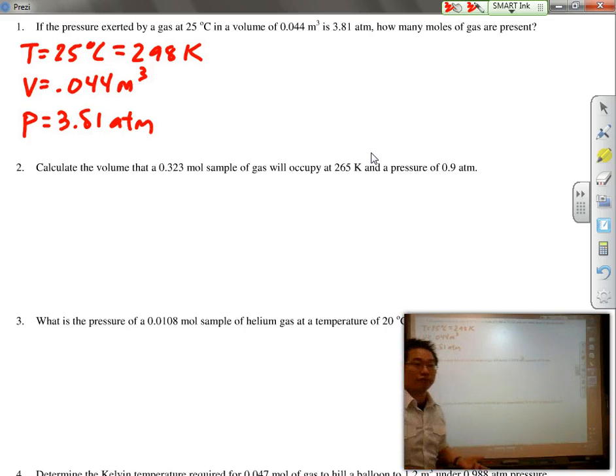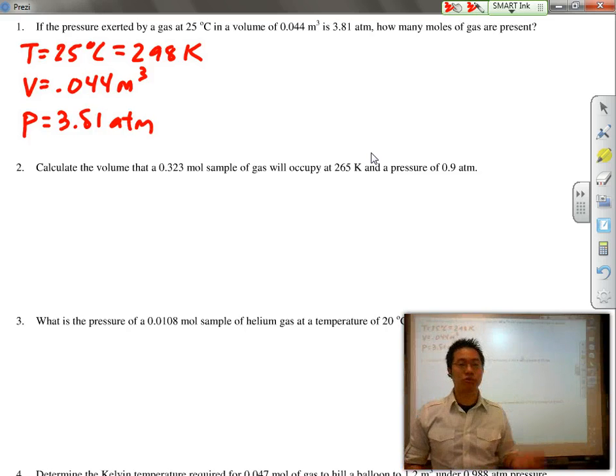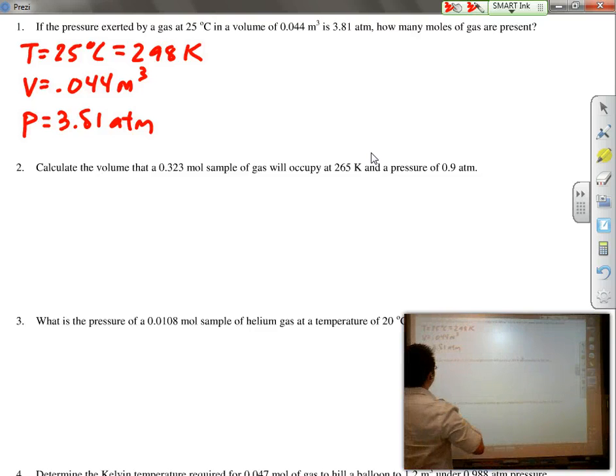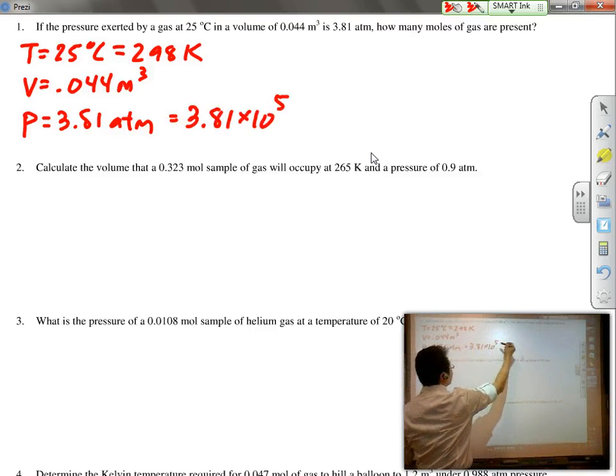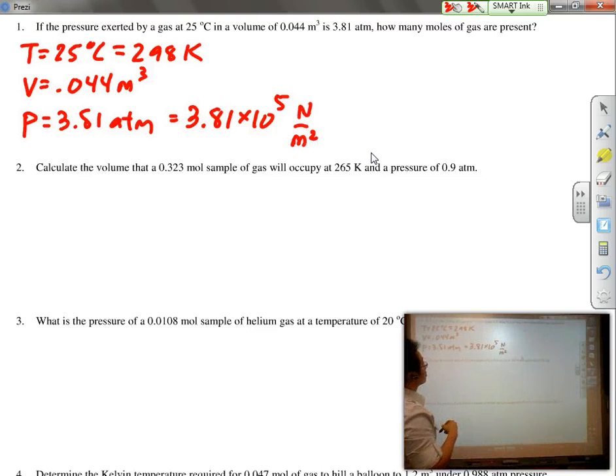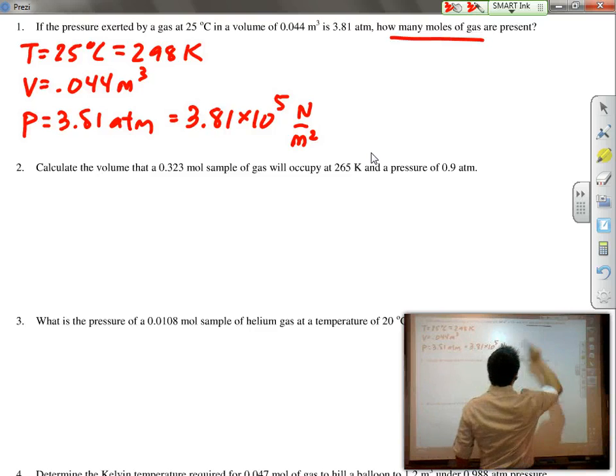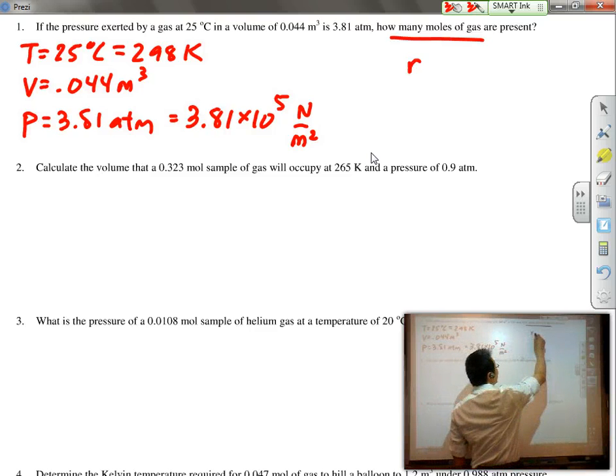Now we don't use atmospheric pressure, we use newtons per meter squared or pascals. So we multiply that by 10 to the fifth. So this is the same thing as saying 3.81 times 10 to the fifth pascals, or newtons per meter squared. They're asking us to calculate the number of moles. They're asking us to solve for n.